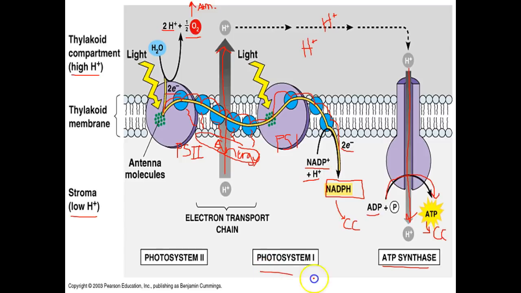This is the ATP synthase portion. This is photosystem I portion. This is photosystem II portion. This is the electron transport chain portion. This is the hydrolysis portion. So, hydrolysis, photosystem II, electron transport chain, photosystem I, ATP synthase, and the ATP production portion.